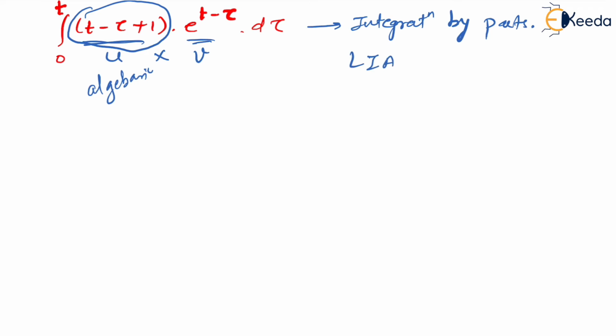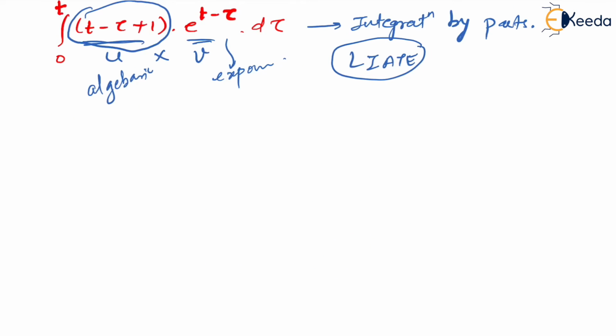Because there, yes, you have this LIATE rule and all, right? You all must be aware about it. And the v here is nothing but another term, which is an exponential term. Here you have an exponential term, right? So in such a case, when u is algebraic, how to solve that? I have a shortcut. What is that shortcut?